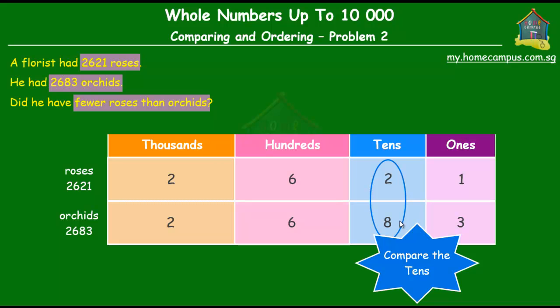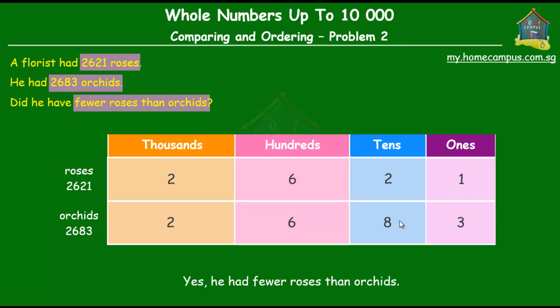Now there is 2 in the tens place for the roses, but there is 8 in the tens place for the orchids. So what does that tell us? Well, 2 is obviously less than 8, or smaller than 8. So 2,621 is obviously smaller than 2,683. Which tells us that the first number, which is the number of roses, is smaller than the second number, which is the number of orchids. So yes, he had fewer roses than orchids.